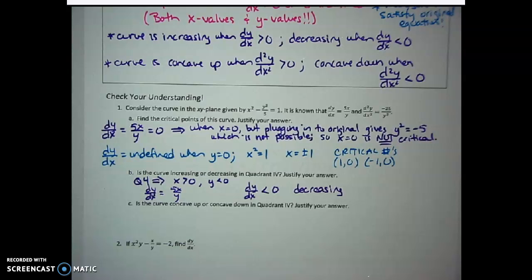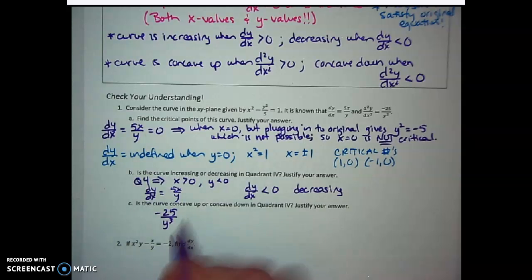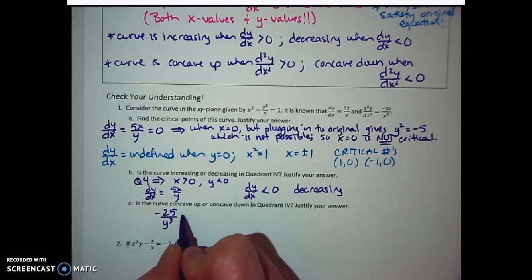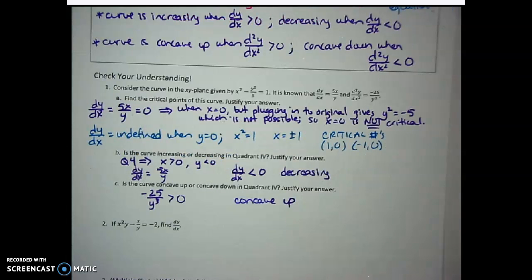Similarly, for question number C, is the curve concave up or concave down? Again, we're looking in quadrant 4, so my x is greater than 0 and my y is less than 0. If I look at my second derivative, which is negative 25 over y cubed, if my y coordinate is negative and I cube it, I'm going to get a negative, which means my second derivative is going to be positive, which means that in quadrant 4, my curve is concave up.